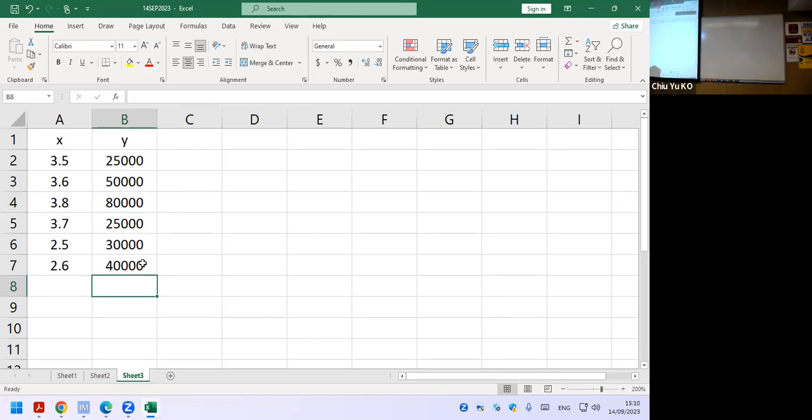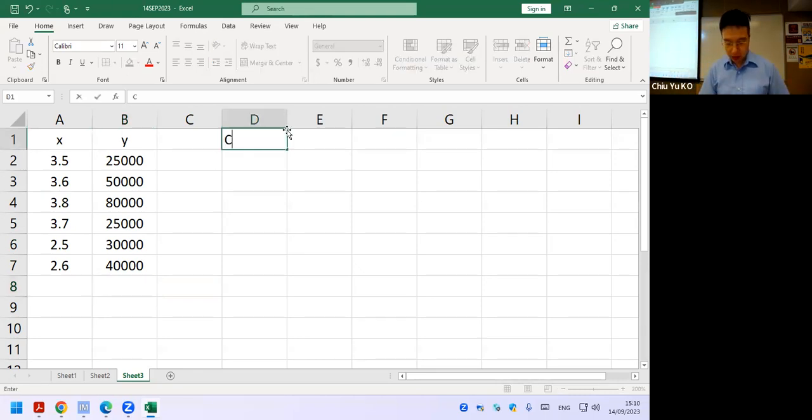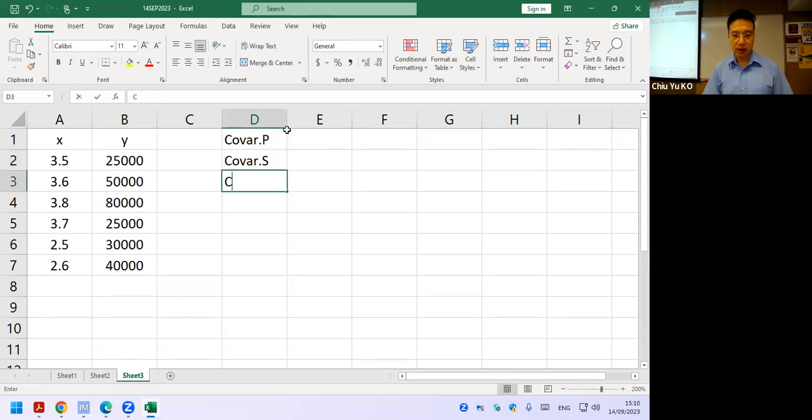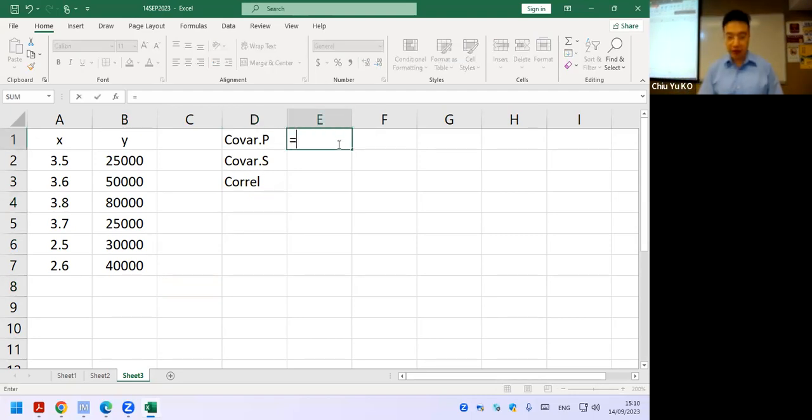So what we want is two things: covariance and correlation coefficient. Covariance has two parts, right? We have covariance P and covariance S, and correlation coefficient. Okay, the three things. So let's input one by one. Say covariance is COVARIANCE.P. Very simple. COVARIANCE.P.